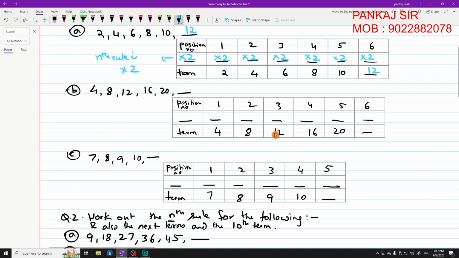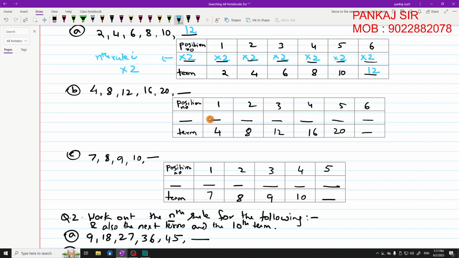The next sequence given to us is 4, 8, 12, 16, and 20. And then this we have to fill up. And of course, the second row from the table. Now that you have done one question with me, you can do this very fast. Okay. So position numbers are 1, 2, 3, 4, 5, and 6. Now let us see what we can put here in this blank in the second row of the table so that it is constant and it gives us the terms as 4, 8, 12, and 16, 20 that way.